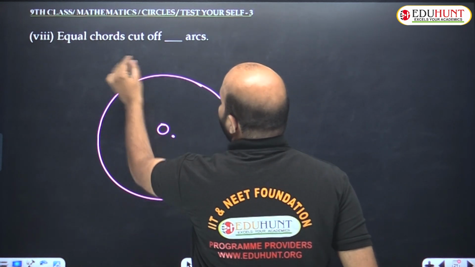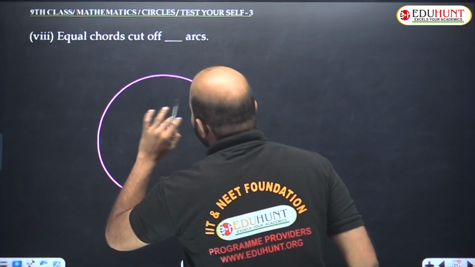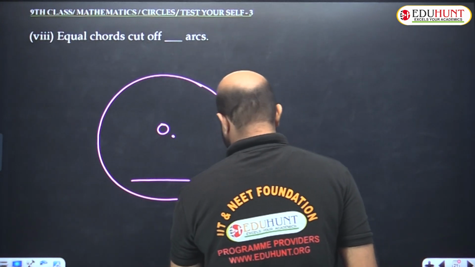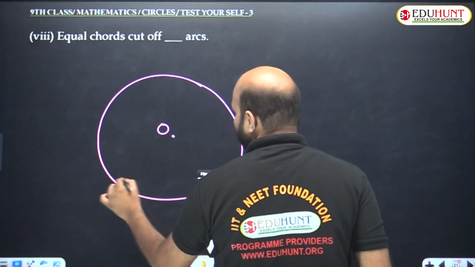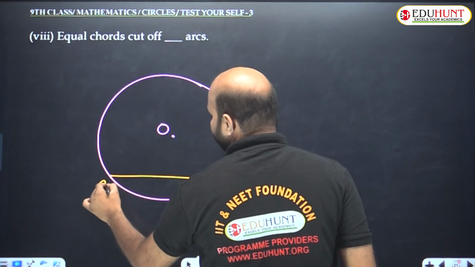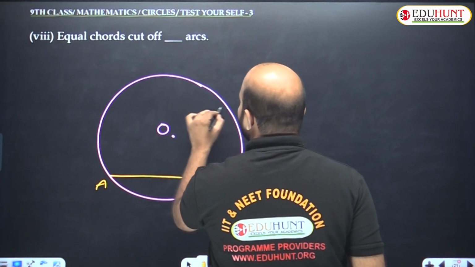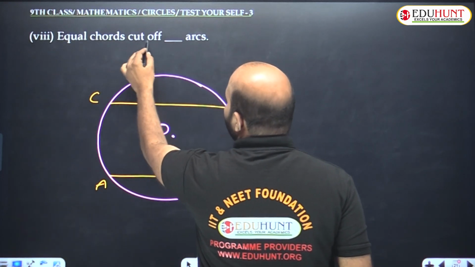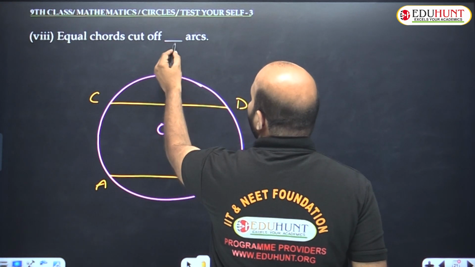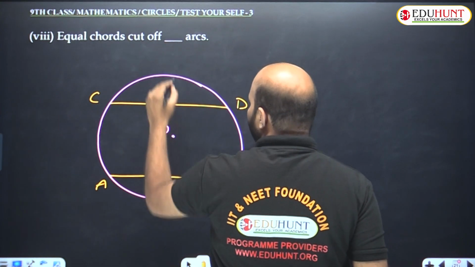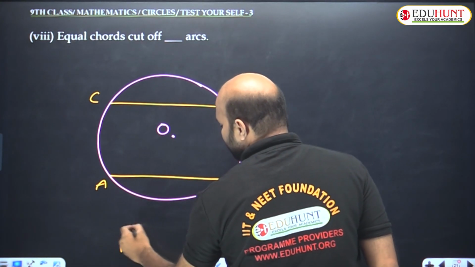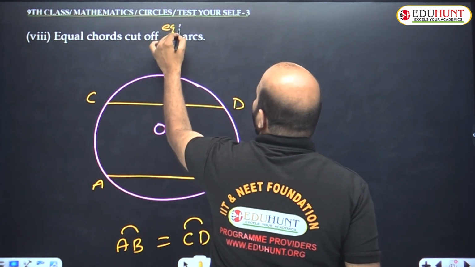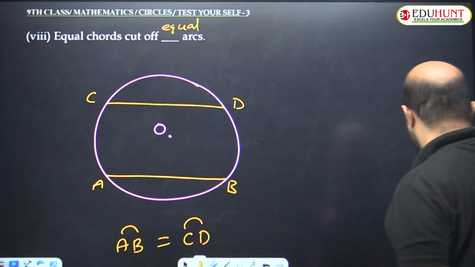Am I clear? Equal chords. So let me take two chords that cut off arcs. For example, this is chord AB. Two chords taken, so this is CD. What I am given is equal chords cut off dash arcs, nothing but equal arcs. So here arc AB equals arc CD. Then the answer is equal arc. Am I clear?